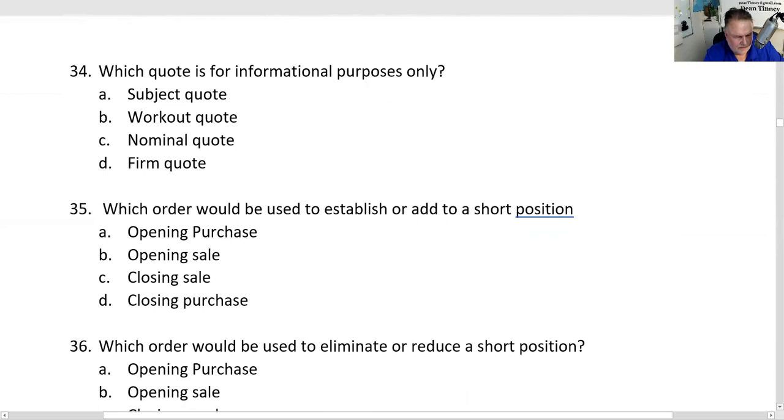So a quote for informational purposes only is called a nominal quote. That's what's on your statement, by the way. We tell you on your statement, all those quotes you're looking at are nominal quotes. They're for informational purposes only.